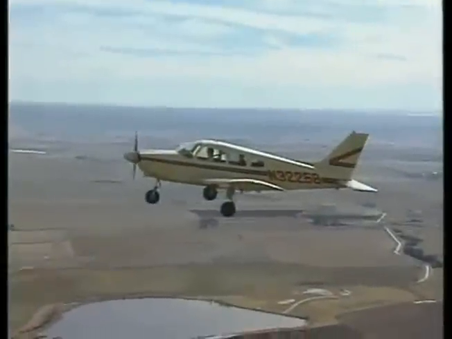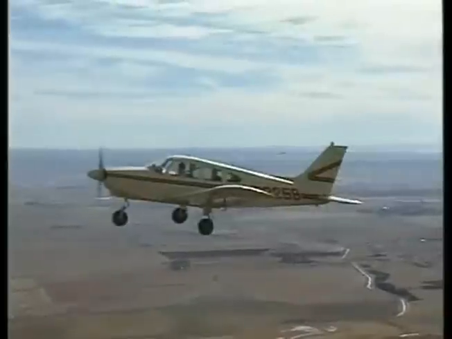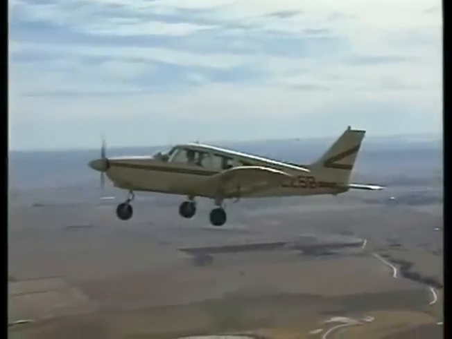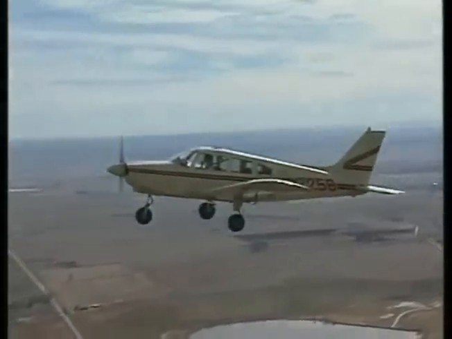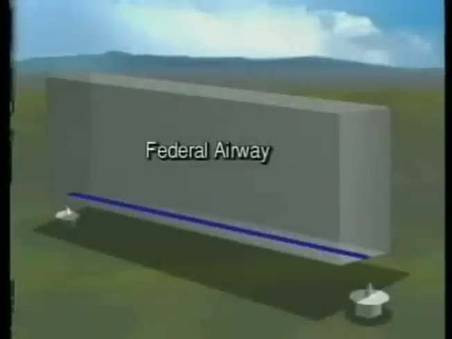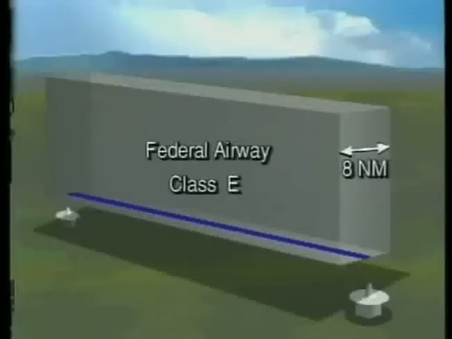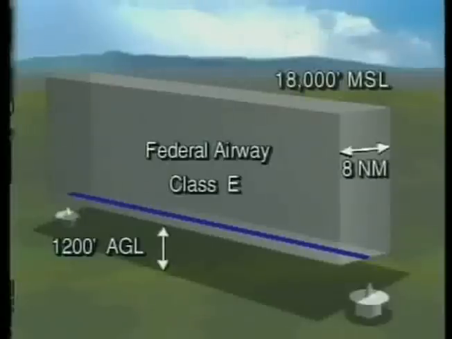Away from airports, much of the Class E airspace begins at 1,200 feet AGL, and most of your flights will be conducted in this airspace. Federal Airways, also known as Victor Airways, are designated as Class E airspace. These airways allow you to fly from one location to another by radio navigation. These airways are normally 8 nautical miles wide and begin at 1,200 feet AGL. The low-altitude airway system includes the airspace up to, but not including, 18,000 feet MSL.